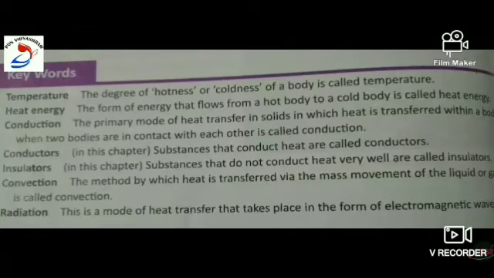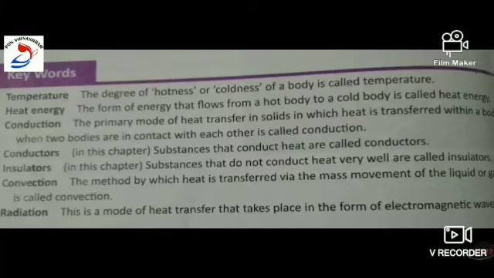Thermal radiation is called infrared radiation. This radiation travels with the speed of light. Thermal radiation can even travel through the vacuum. Here you have some keywords for your recapping of this session. Temperature: degree of hotness or coldness of a body is called temperature. Heat energy: the form of energy that flows from a hot body to a cold body is called heat energy.